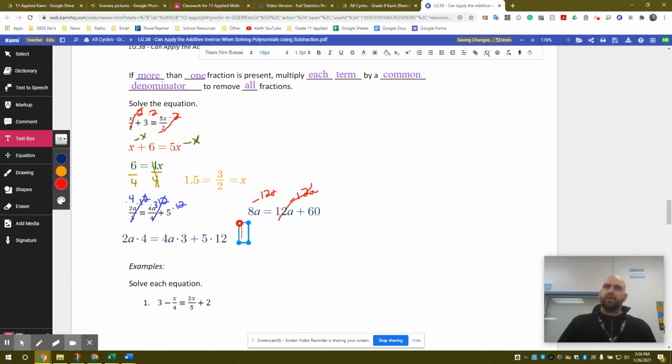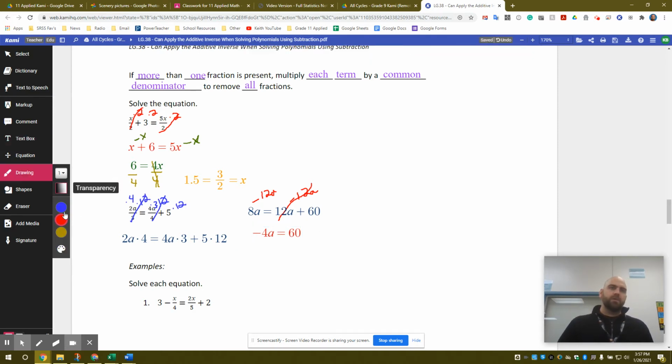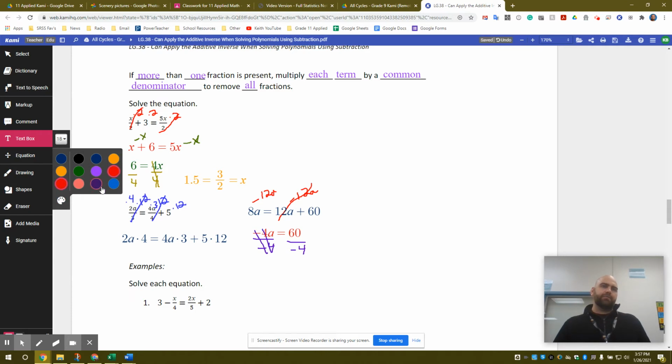And what we're going to be left with is 8 minus 12, which is negative 4a. And on this side, we're just going to be left with 60. All right, at this point now, again, we're at that point where we can just get rid of the coefficient here. So we divide by negative 4 to get rid of that. These cancel out here, and we're going to get a all by itself.